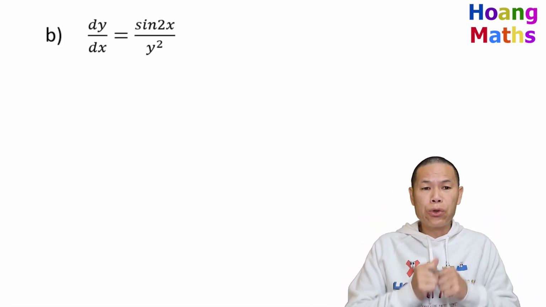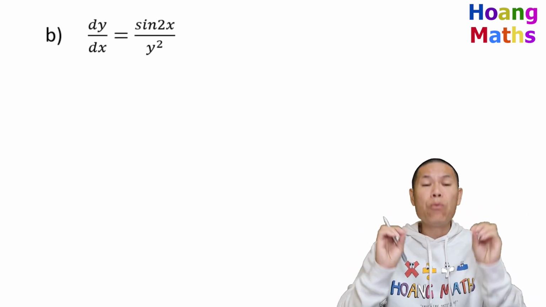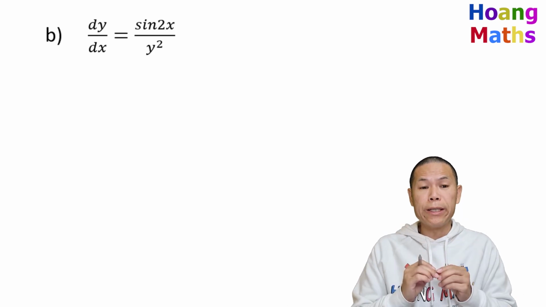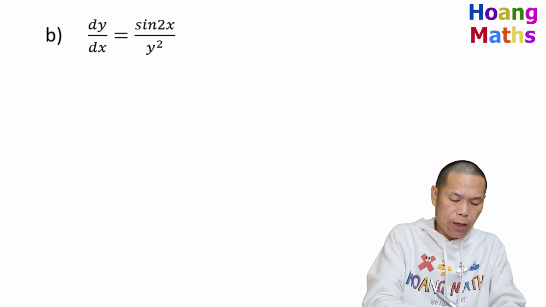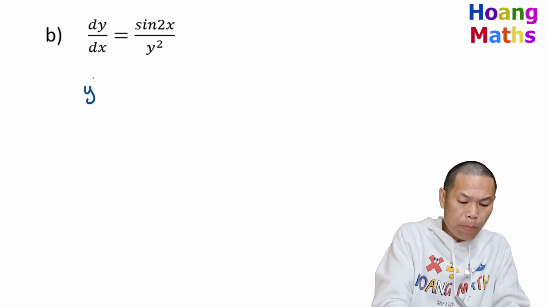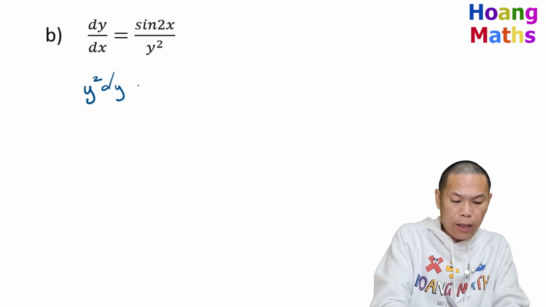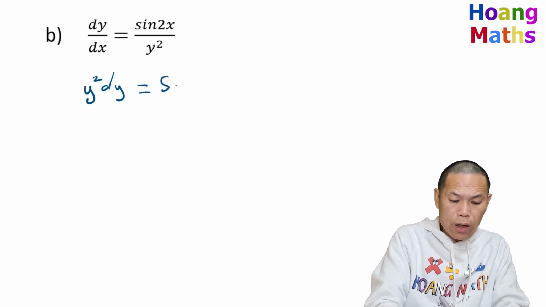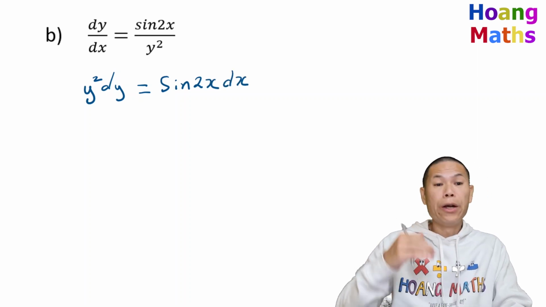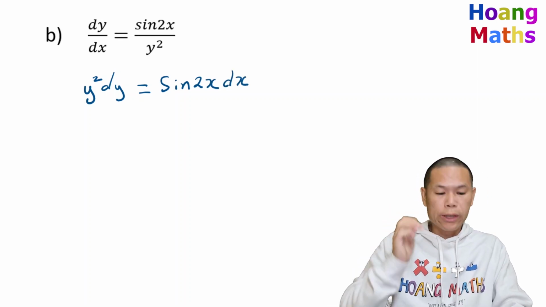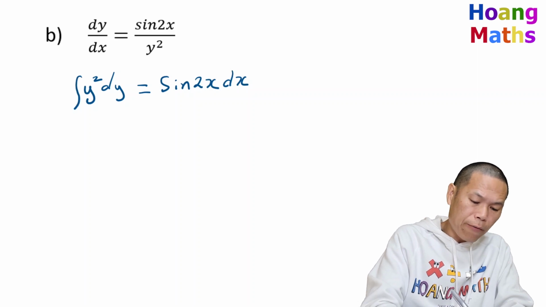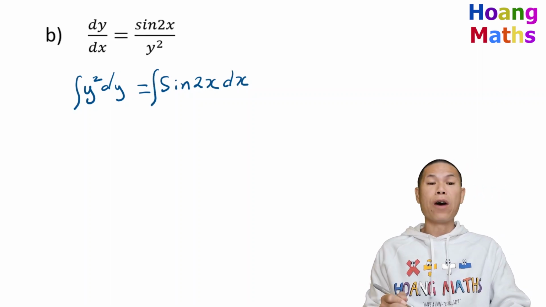Part B. So we just cross multiply. Remember, we need to separate y with dy, x with dx. So that means y squared dy is sine of 2x dx. Now I integrate both sides. So integrate on the left hand side, integrate on the right hand side.